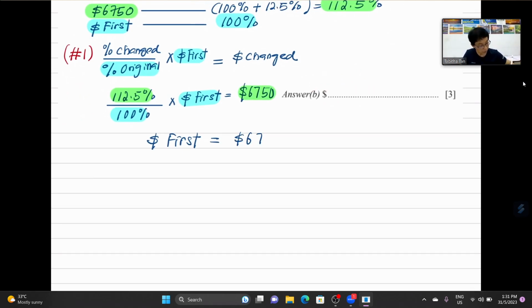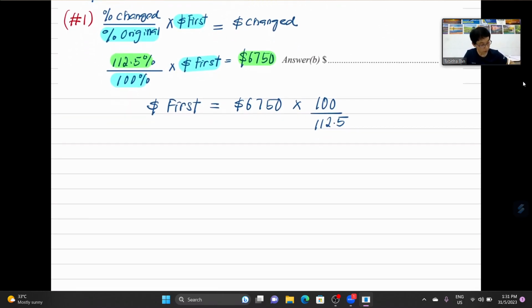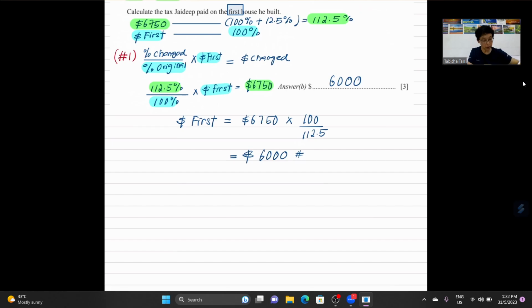So 6750 multiplied by, kind of like toggling the fraction, 100 over 112.5. Once you key that into your calculator, that gives us 6,000. Okay, and this is how we can get that. So 6,000. This is if we take the whole journey.